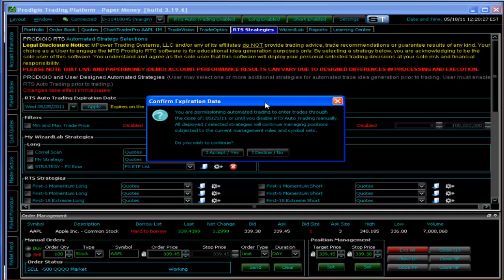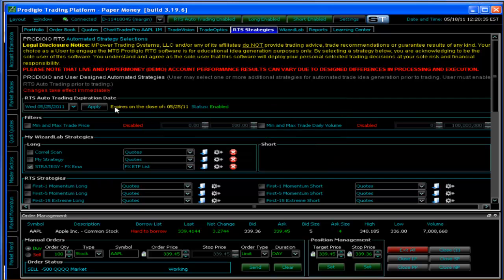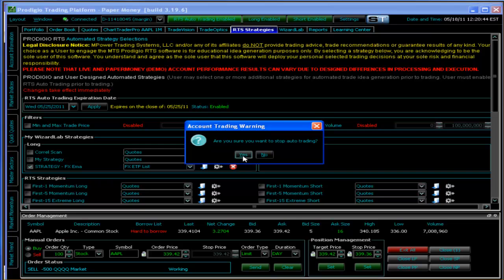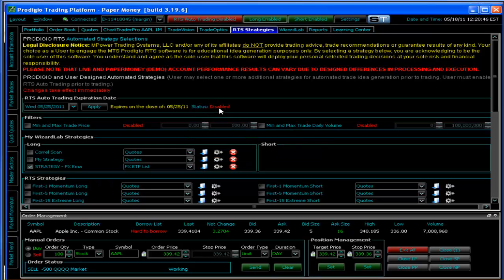So in other words, Prodigio robotic trading will continue trading this strategy until that expiration date occurs, and you have to acknowledge this. And so when you hit OK, it says, all right, that expires on 5/25 and it's currently enabled. Now I can disable that manually by just clicking here on the RTS Auto Trading button, and you'll see the status becomes disabled. All right, so the guys did a really nice job with this component.